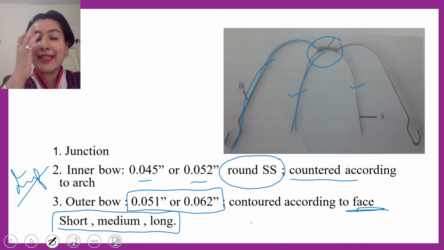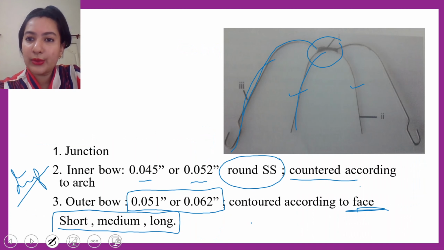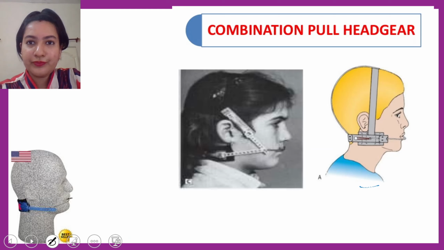the junction that connects the outer and the inner bow. Inner bow is made up of round SS wire, and these are the dimensions, and it is contoured according to the arch. Outer bow is contoured according to the face. Okay. Next is the concept of combination pull headgear.